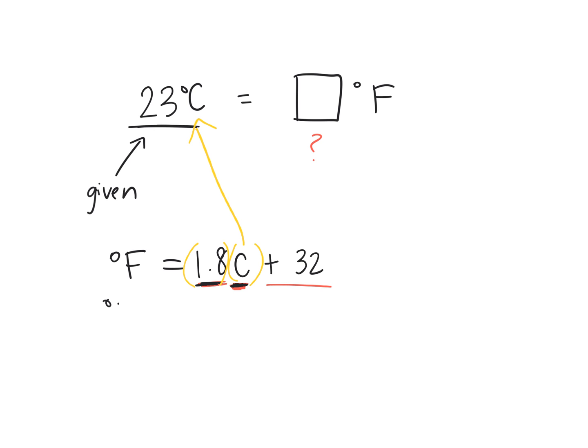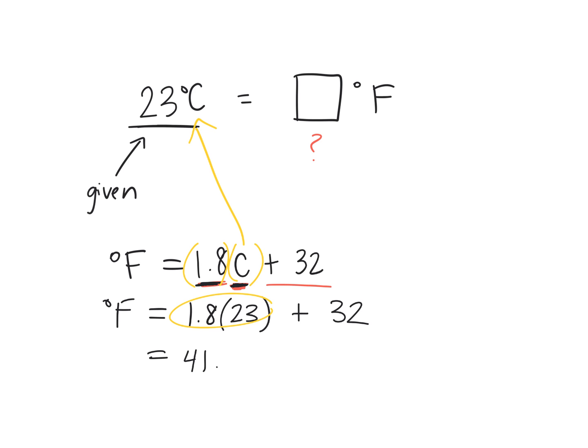I want to know what that is in degrees Fahrenheit, so I'm going to take 1.8 and multiply by whatever it is in Celsius. So in this example, what is it in Celsius? What was the example I gave you? How many degrees Celsius? 23. And then I'm going to add 32. We need to do multiplication first. So I want you guys to calculate it and tell me what you got.